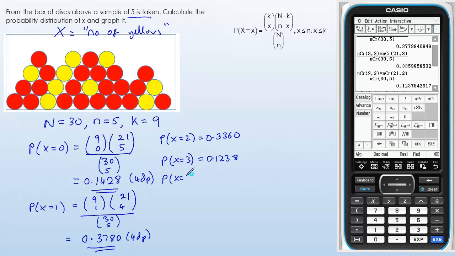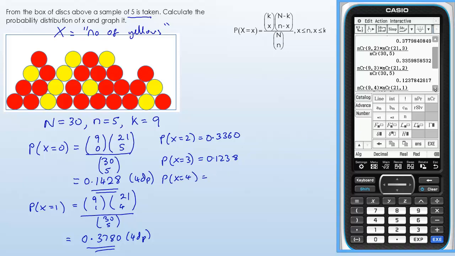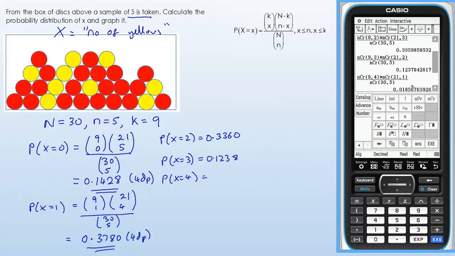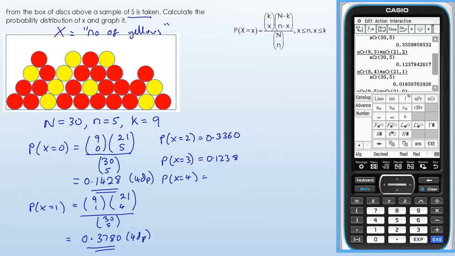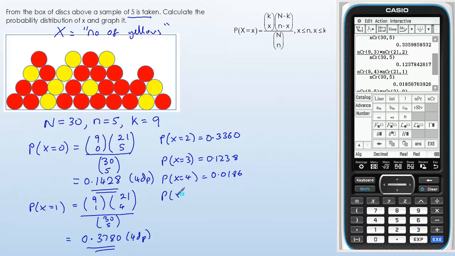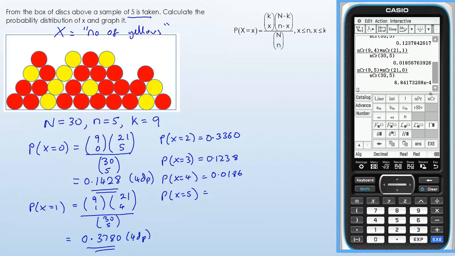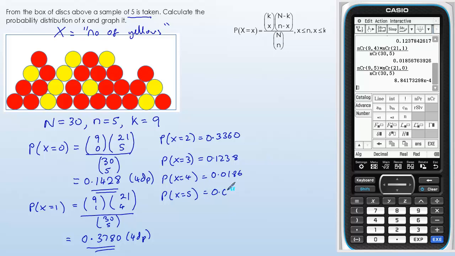The probability x is 4. Here's the next one down. We can see the 9C4 in there. 0.0186. And finally, x is 5. This is a very small probability. We can see they've given that in scientific notation. So, in actual fact, what happens if I do that? No, it's turned it into a fraction. So it's 0.0009 if we round it.